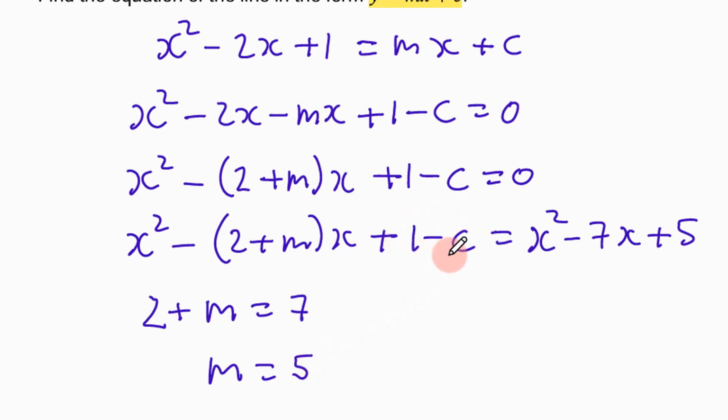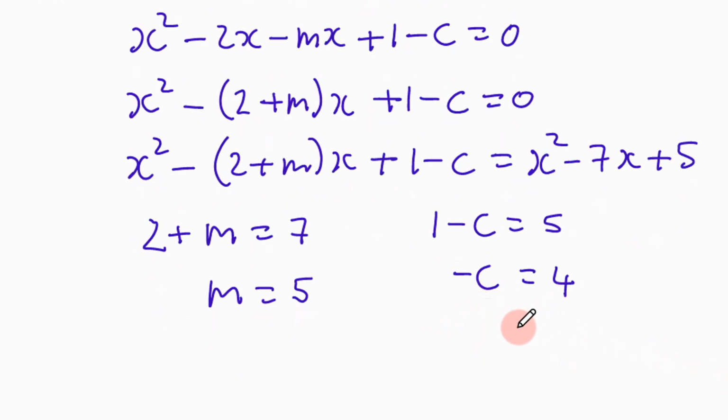The constant on the left-hand side is 1 minus c, and on the right-hand side it's 5. So that means 1 minus c must equal 5. So we can solve for c. Negative c will equal 4. So 5 minus 1 is 4. And in dividing by negative 1, c will equal negative 4. So the equation of the line then will be y equals mx plus c. So y equals 5x plus c, and c is negative 4. So 5x minus 4.